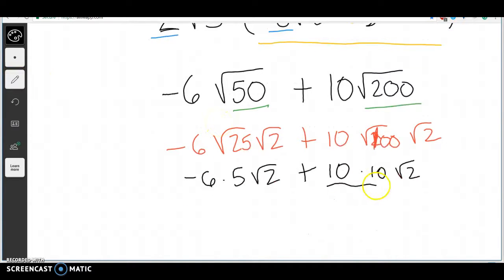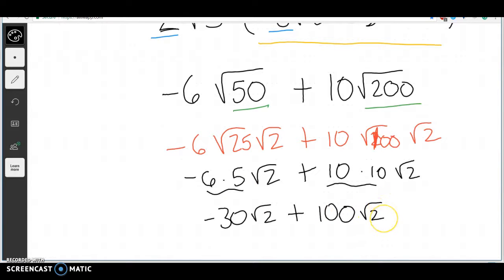Now we'll combine as much as we can. So I'll get negative 30 radical 2 plus 100 radical 2. Well, negative 30 and 100 will give me 70 radical 2. And that, because I can't simplify any further, is my final answer. Again, we were able to add this time because both of these shared like terms or like radicals.